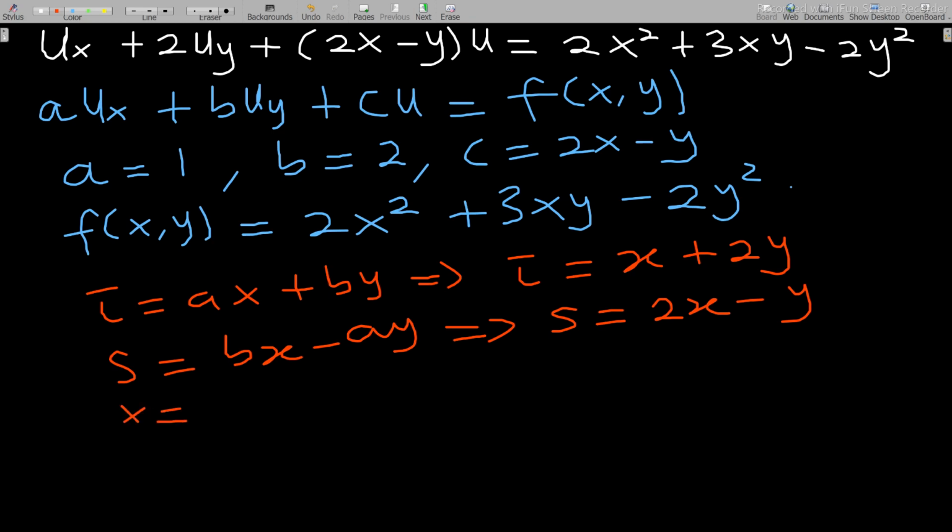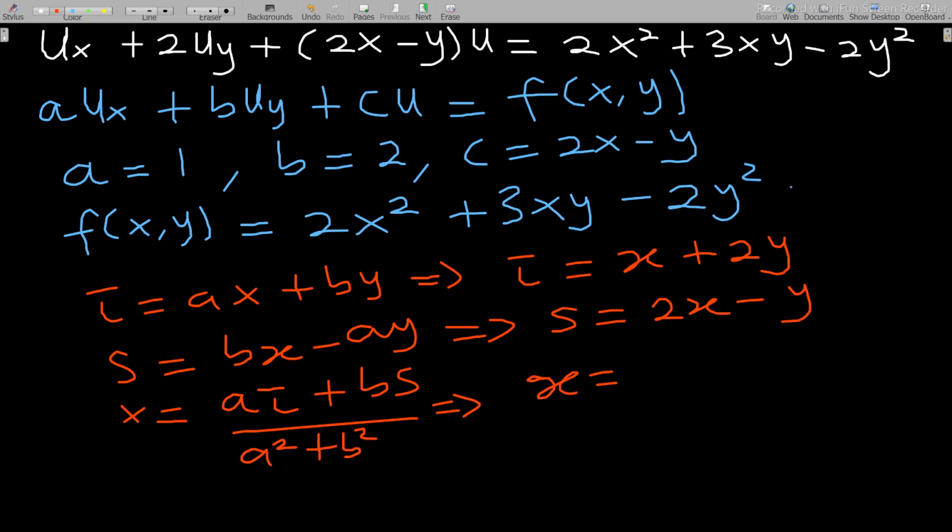Our x is equal to a tau plus b s over a squared plus b squared. This implies that our x here is equal to a is 1, our b is 2, so I have tau plus 2s over a squared is 1, b squared is 4, and I add them, I get 5. So this is my x, and I'll probably need my y.